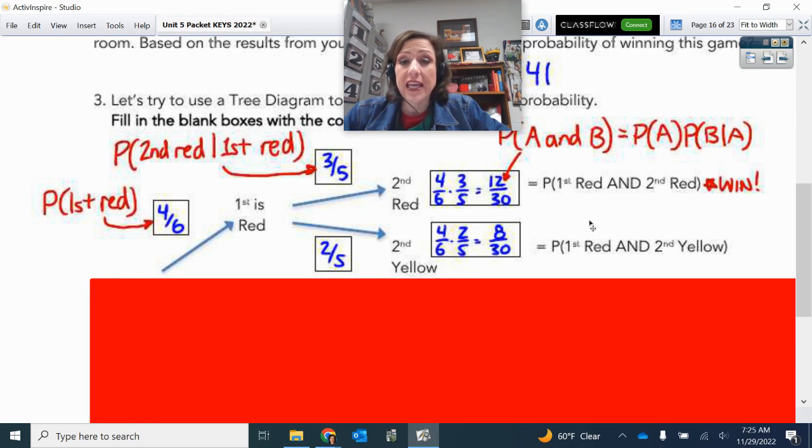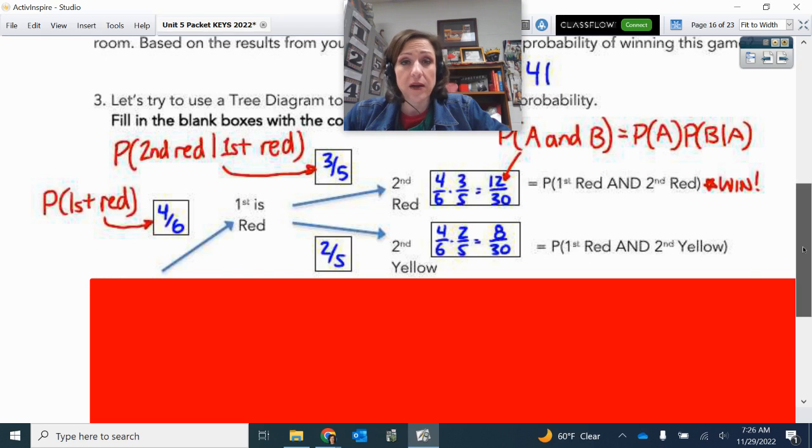So here's this probability. The probability of getting the first one red and the second one red is this first draw times the second draw. So I have those events happening. So that's 12 out of 30. So 12 out of 30, we would win. Here, 4 out of 6 and 3 out of 5. So that's how frequently we would win.